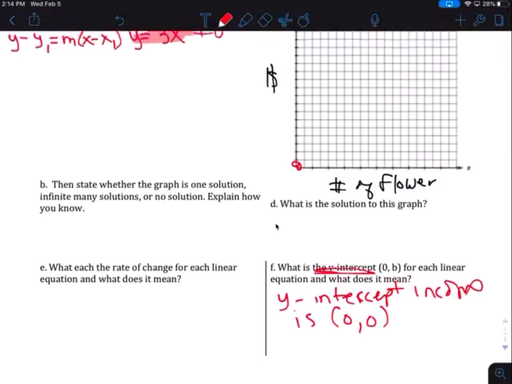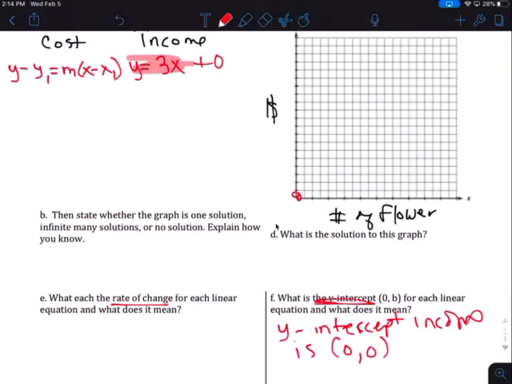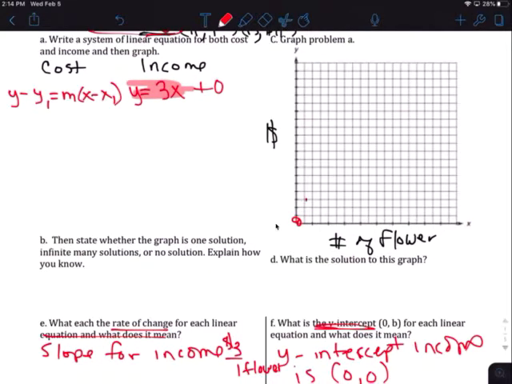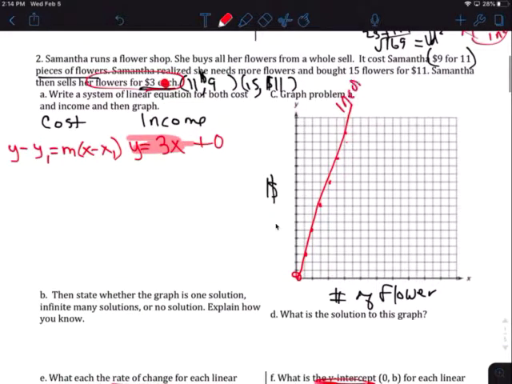And then the y-intercept is 0, 0. And here the rate of change, or the word slope, for income is 3 over 1. You don't need to write what it means, just want to know. Well, $3 for each flower. Okay, that's what it means. So you go up 3 over 1, up 3 over 1, up 3 over 1. And then you graph that line. This is the income line. Okay, and then you do that for the cost.